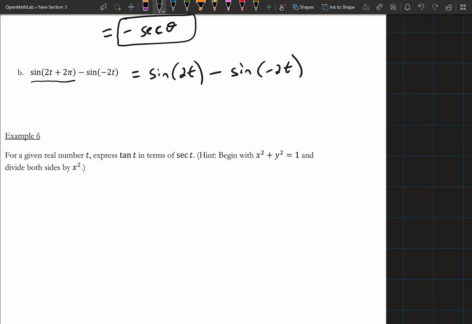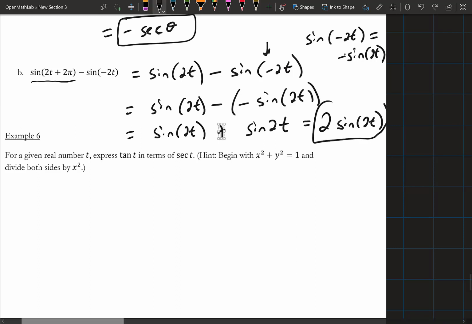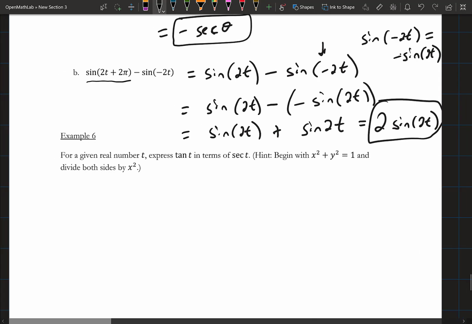And then next, I want to deal with this negative sign. Remember that sine is an odd function. So in other words, sine of negative 2t is going to be equal to negative sine of 2t. So what this would give me is sine of 2t minus, and then this would be filled in with negative sine of 2t. So these two negatives would make addition, so this would be sine of 2t plus sine of 2t, which would be equal to, there's two of them now, 2 times sine of 2t. So that would be as simplified as we can go using those properties.